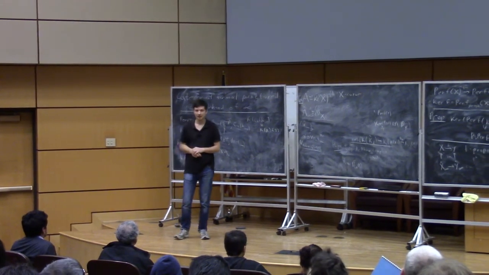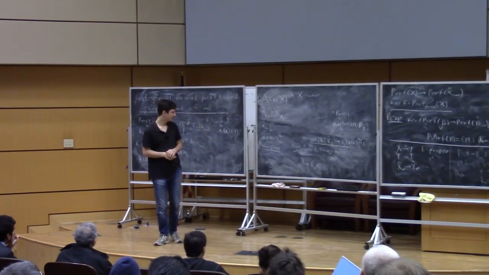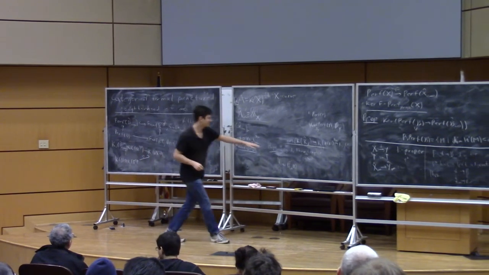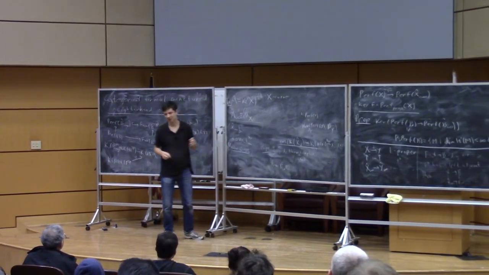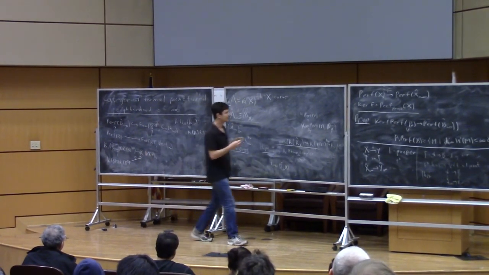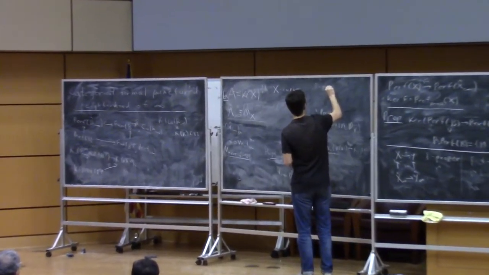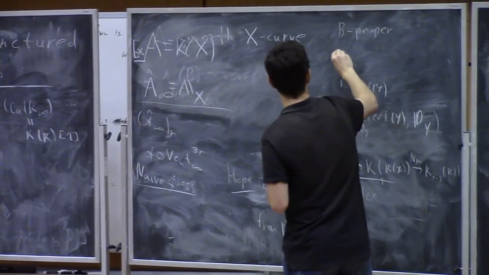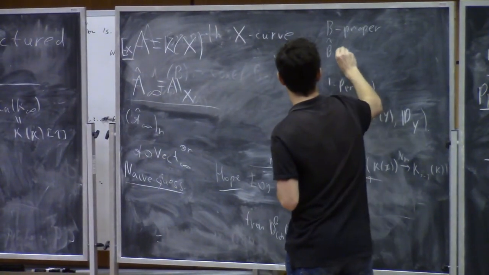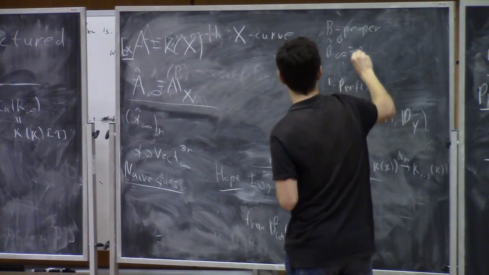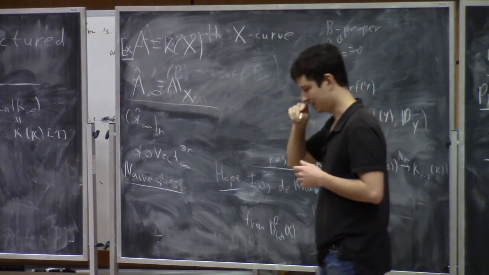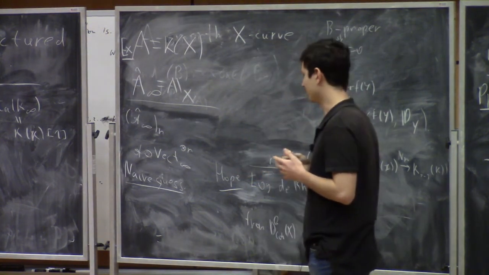What's the last motivation of the rest? You mean this motivation for this in particular? In particular, yes, my construction. If B is proper, then probably I should have written this. Then this implies that this guy is 0, right?